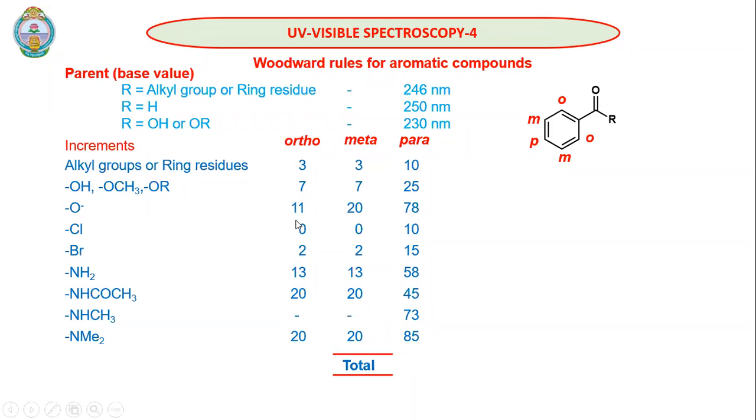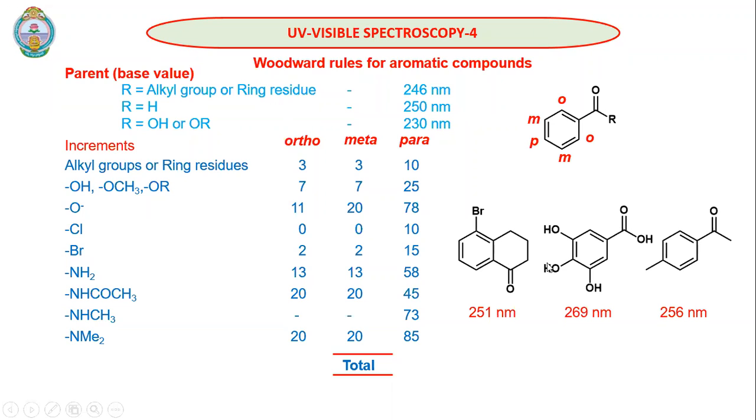Please remember this table by heart. For ketone, parent value 246, for aldehyde 250, for ester or carboxylic acid it is 230. Alkyl or ring residues 3, 3, 10; OR 7, 7, 25; O minus 11, 20, 78; Cl 0, 0, 10; bromine 2, 2, 15; amine 13, 13, 58; amide 20, 20, 45; N-methylamine none, none, 73; N,N-dimethylamine 20, 20 and 85.